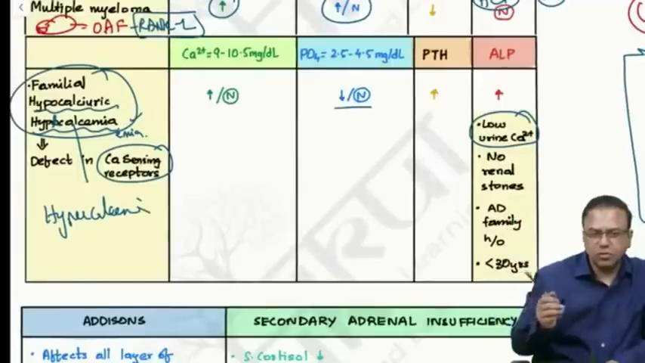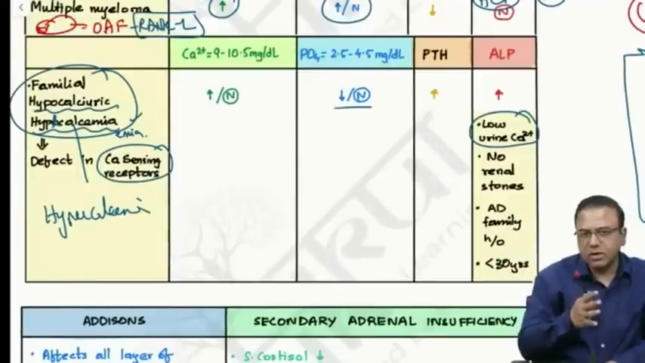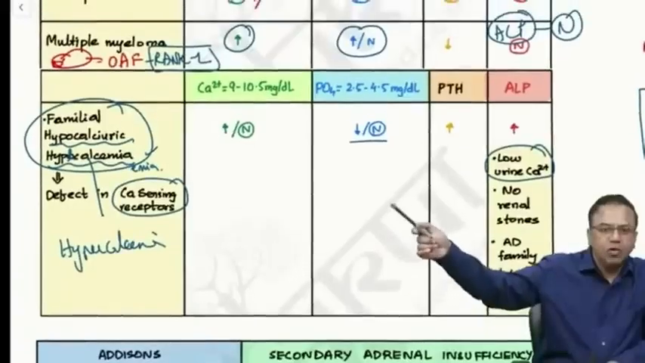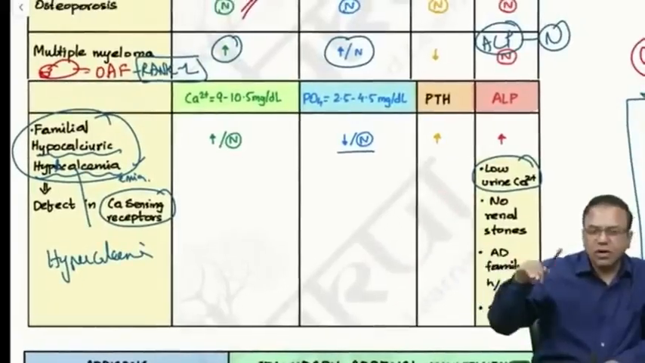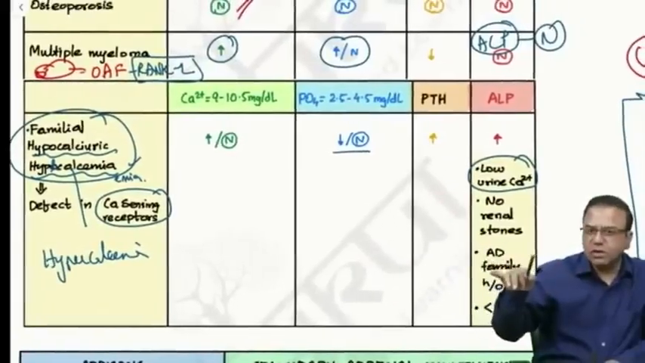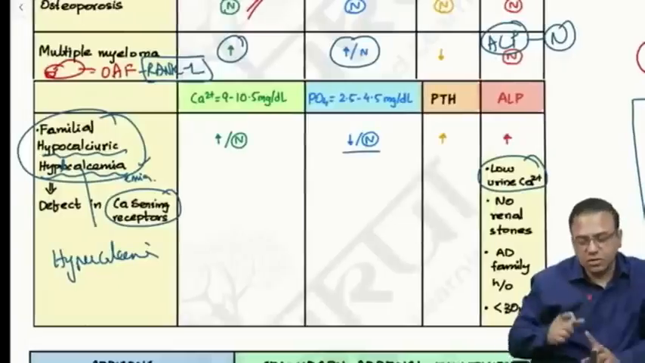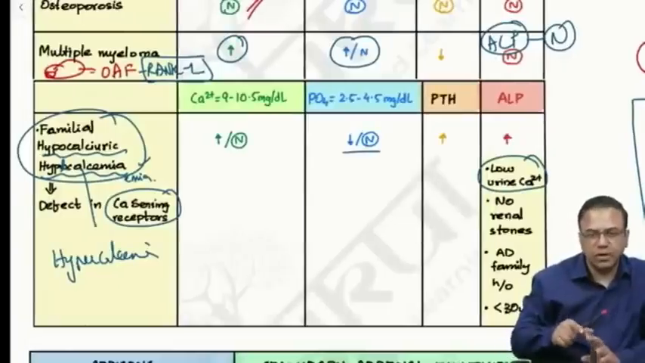There are no renal stones, there is a family history, parent, brother, sister, somebody will have it, and the presentation is below 30 years. So last time the question came, they said a 22-year-old boy came with high calcium, low phosphate, high parathormone, and the urine calcium was low. Somewhere in one corner they mentioned urine calcium low. The answer is FHH. The age is the clue. The urine calcium being low is a clue. Look at those points.